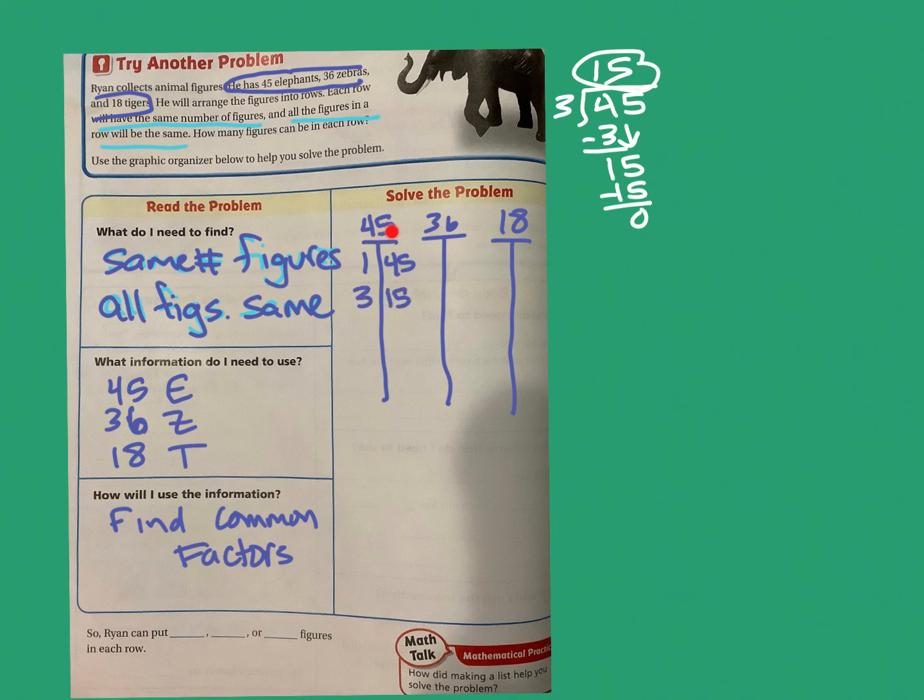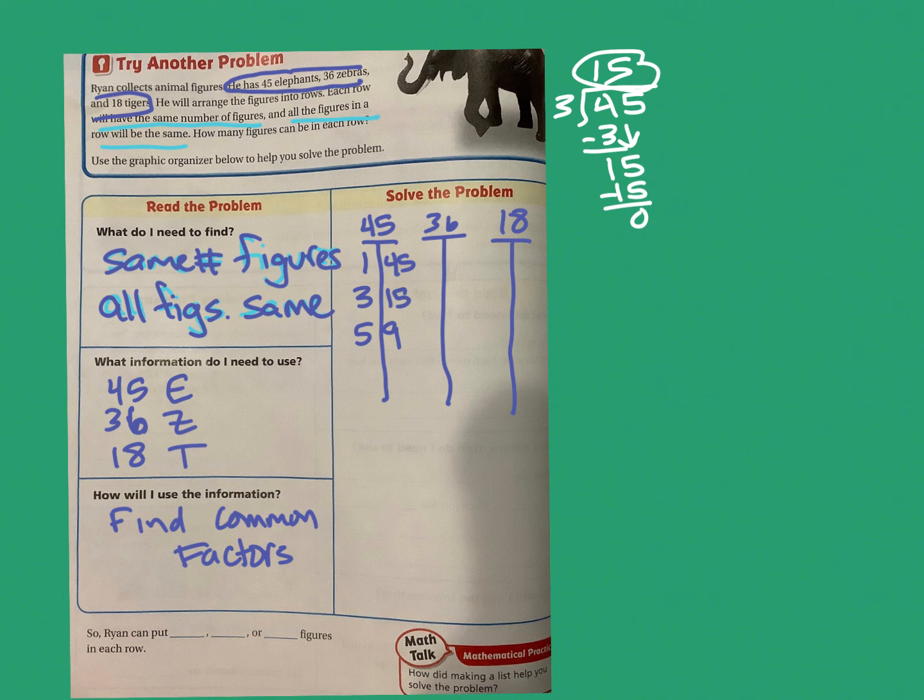What about 4? No, because 45 is not even. 4 goes into even numbers. 5, yes, 5 will work because it ends in a 5, and I know that 5 times 9 is 45. What about 6? No, 6 has to do with even numbers. What about 7? No, 7's not going to work. 8, no, 8's not going to work. And then I'm back at 9 again. So these are all the factors of 45.